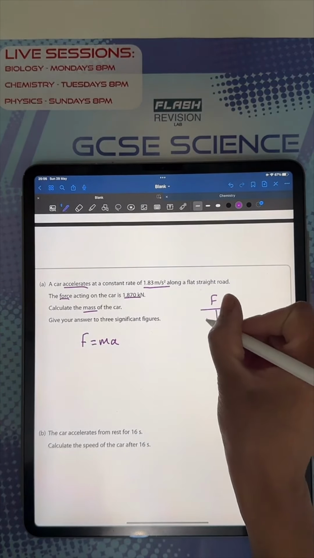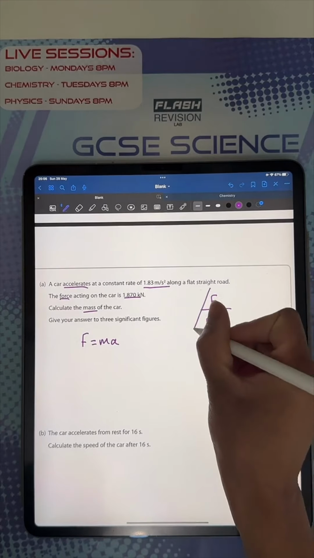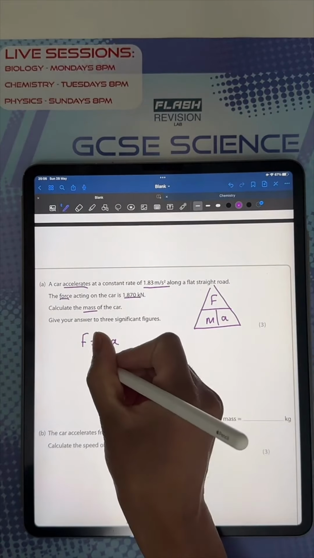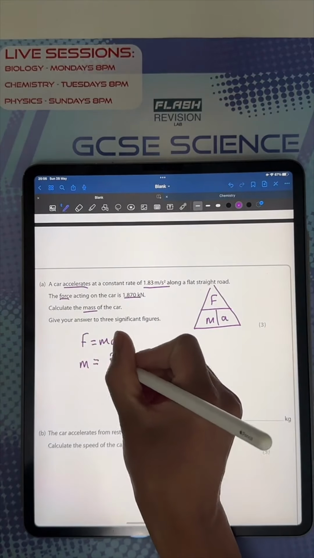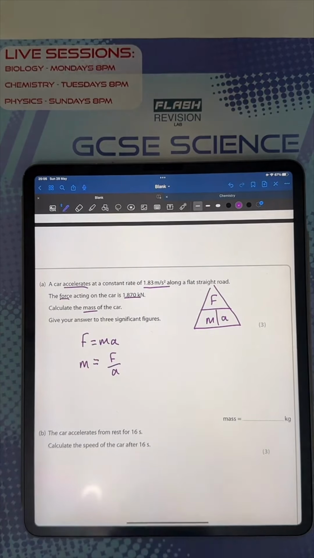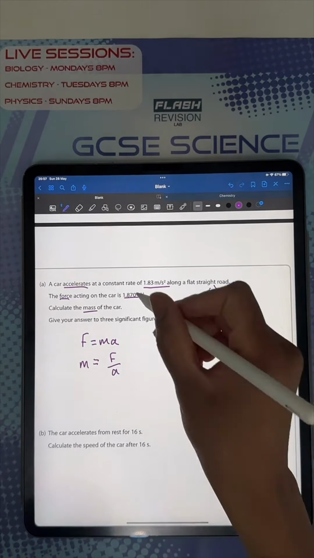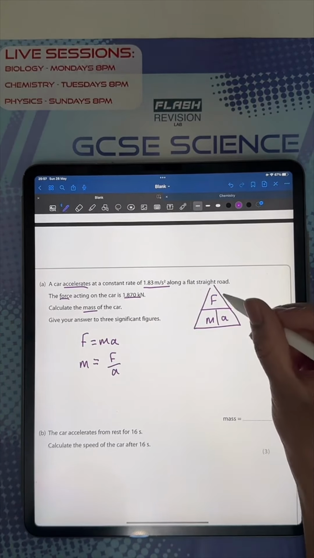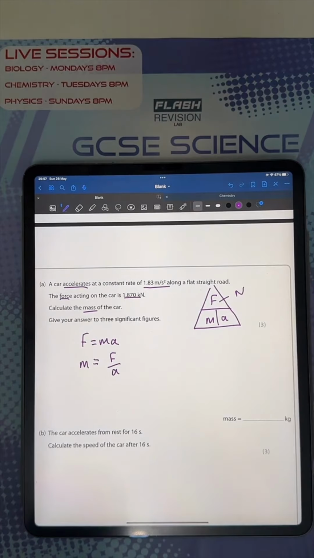F at the top, at the bottom we got m and a. So we're trying to find out m, so cover that up. It's F divided by a. M is equal to F over a. What else do we need to remember to do here? Because we don't just put the numbers straight in, there's something else we need to do. Change the unit. What we have here is kilonewtons. In the equation, the force has to be in newtons.